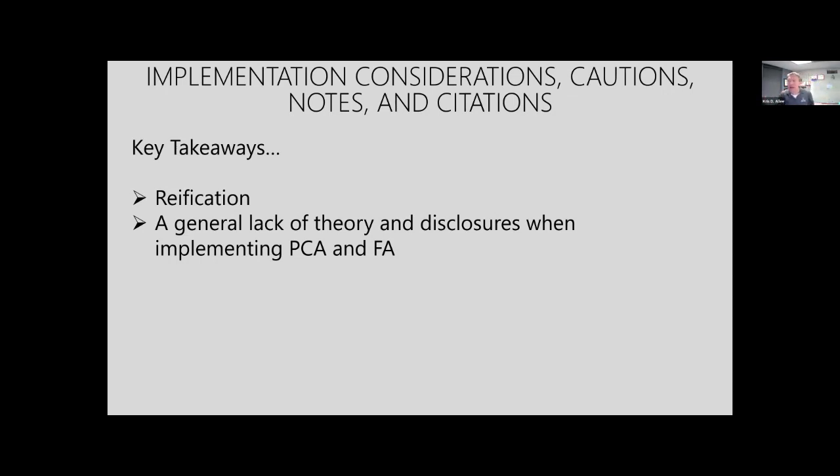It's discussed a lot in the social sciences. Until we wrote this paper, I don't remember seeing one reference to reification in accounting. In other words, it was something that other social sciences talk about when they use PCA and factor analysis, but before our paper, I never saw a mention of it. But it's something that we need to think about, right?